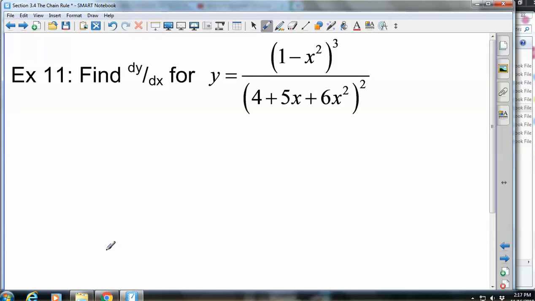Okay, let's look at this one. What are we gonna have to do here? Quotient rule. So, quotient rule is low, so the bottom. D high, derivative of the top. How are we gonna do the derivative of the top?